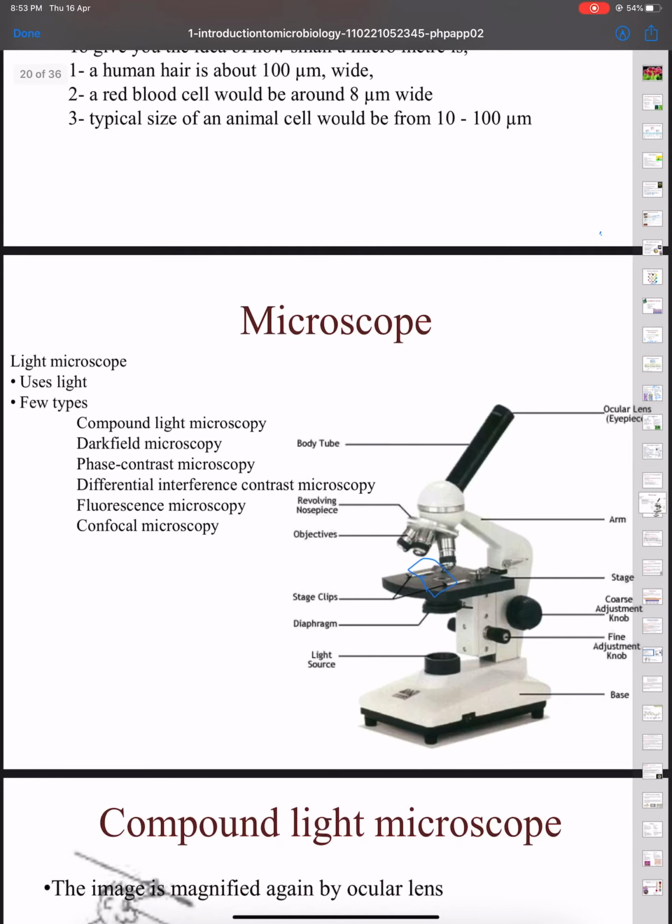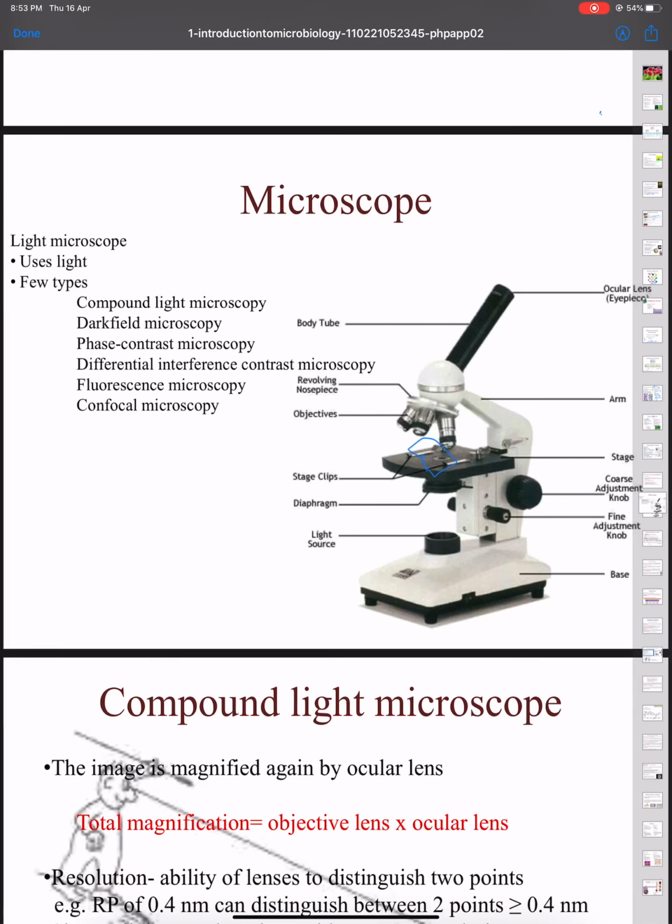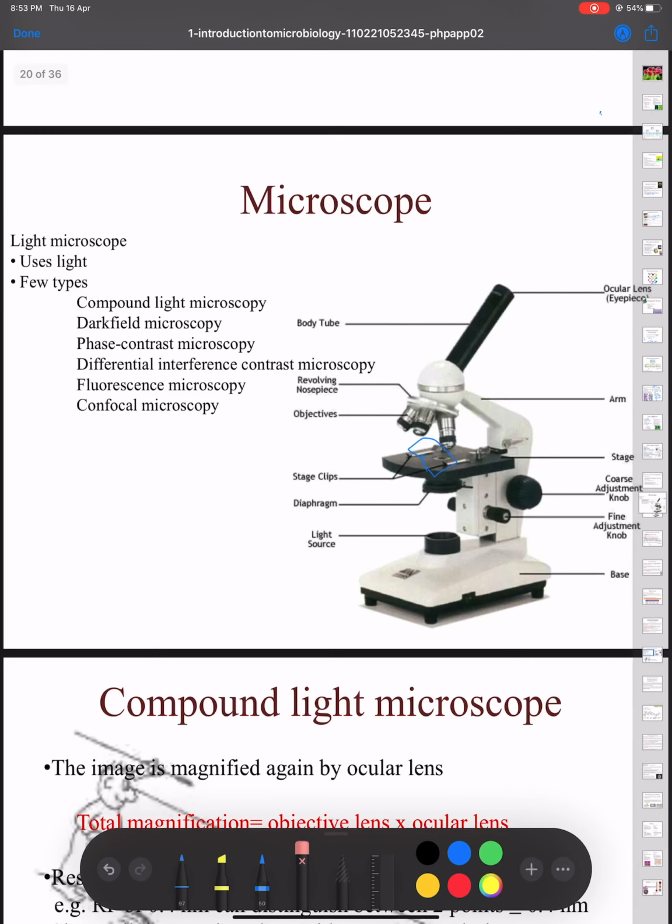Now, the light microscope uses normal light, and there are different types of microscopes, as you see: compound microscope, dark field microscope, phase contrast microscope, differential interference contrast microscope, fluorescent microscopy, and confocal microscopy. Each works for different samples and they have their own principles.